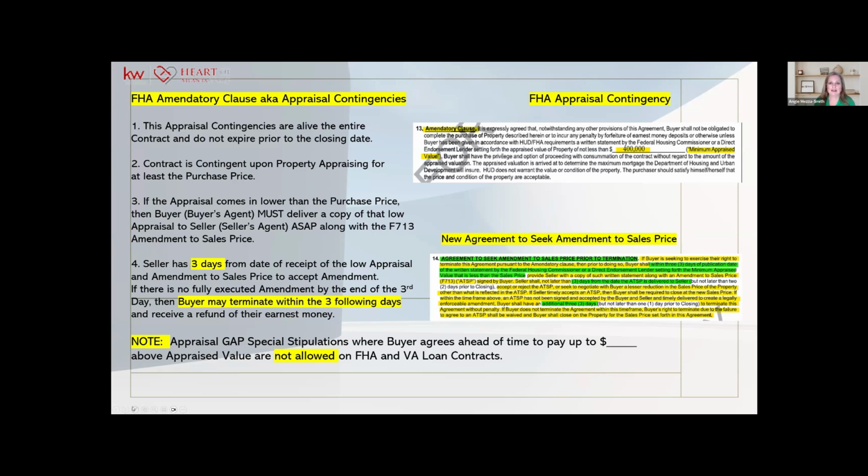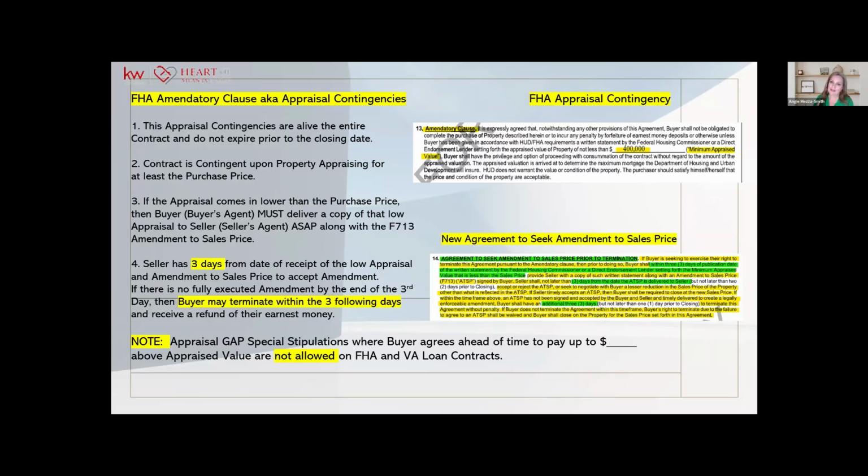If you don't, the buyer has the following 3 days, day 4, 5, and 6, to terminate and get their earnest money back. What the buyer cannot do anymore is say, oh, it's FHA, it appraised low, I'm out of here. That's the step that they cannot do. They must follow these steps of sending a copy of the appraisal and the amendment, just like you do for conventional. I can see this being a benefit.